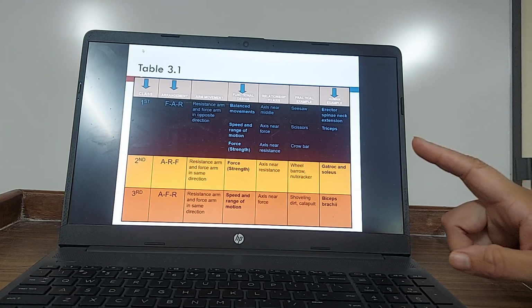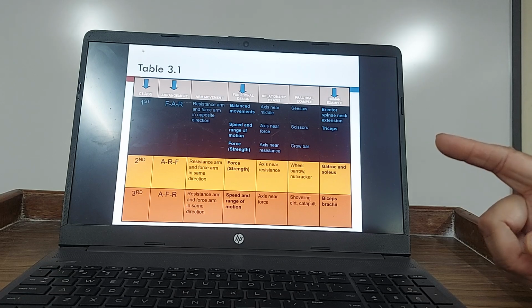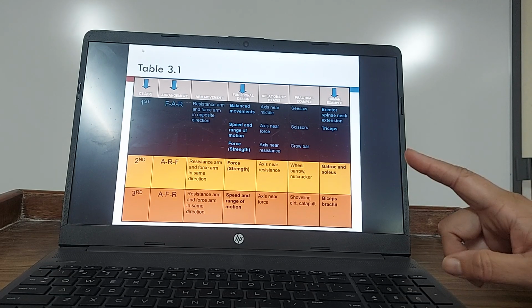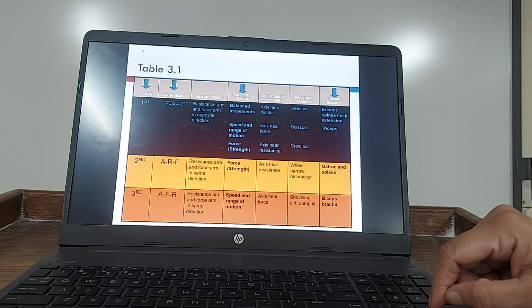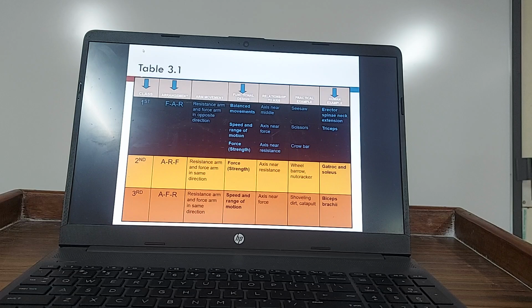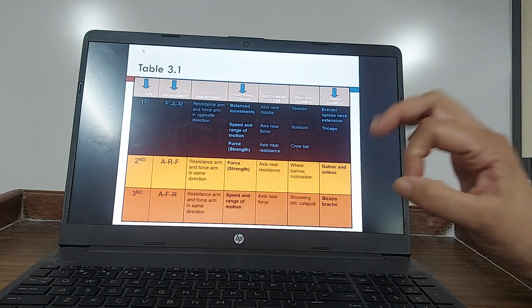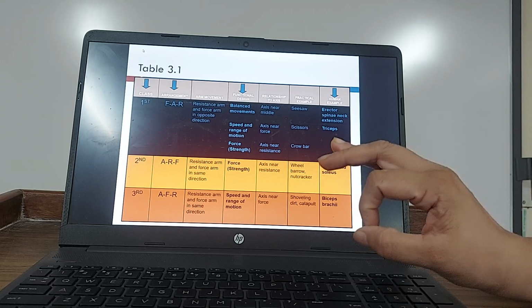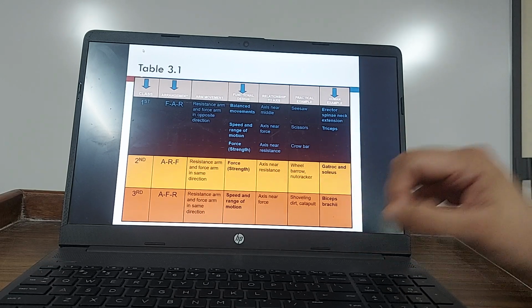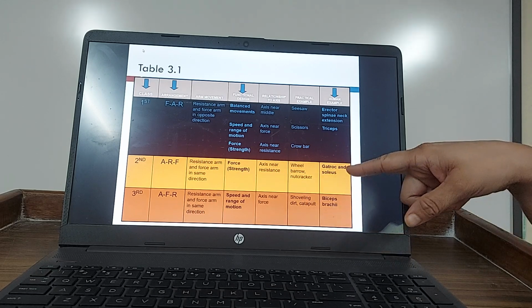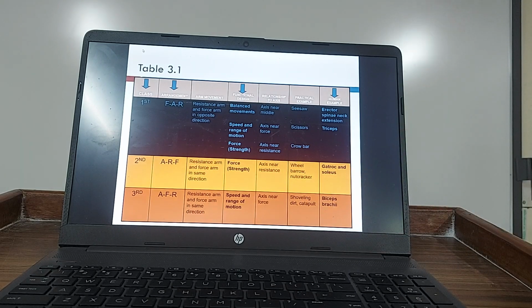Then the second order lever: you see the resistance arm is in between the fulcrum and the effort arm. So the resistance and the force arm are in the same direction. Herein, the second order lever can only be used for strength training. Why so? Because the axis is near the resistance. And that is why strength training for plantar flexion of gastrocsoleus can be done easily.